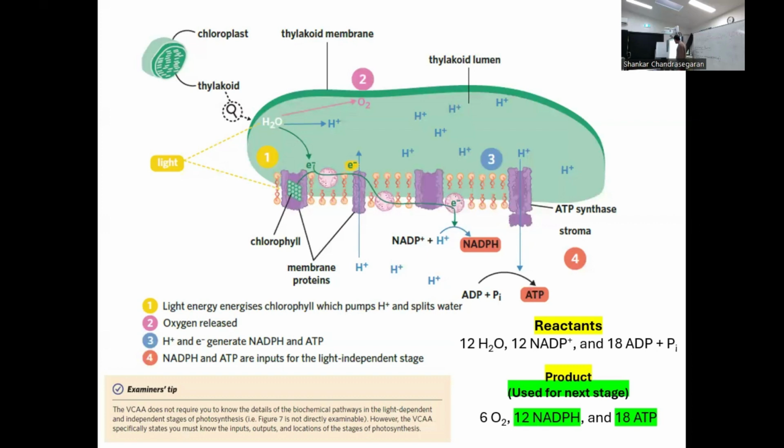So once these uncharged coenzymes are charged to become NADPH and ATP, we can then release them into the stroma where they will facilitate the second stage of the reaction, which is the light independent reaction.